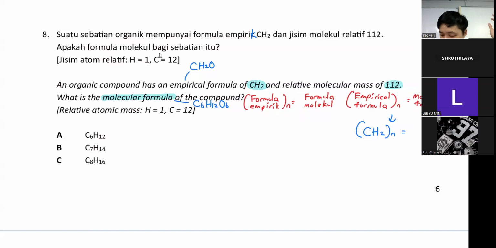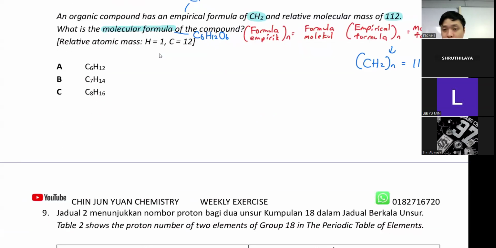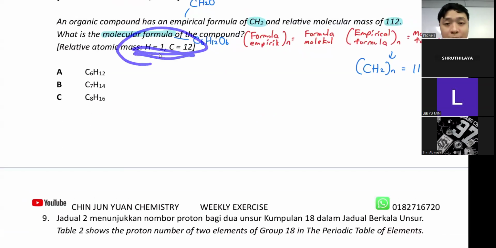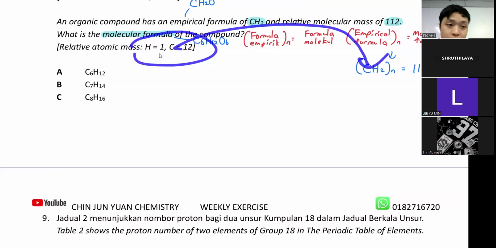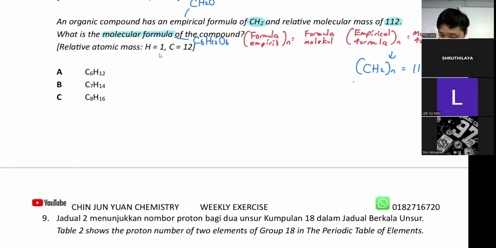CH2 n times equals 112. Okay, so of course very simple. You just have to put the relative atomic mass inside the calculation. One carbon is 12. One hydrogen is 1, but here you got 2. So 12 plus 2 times 1, n times, equals 112. 12 plus 2, 14. 14n equals 112. n equals 112 divided by 14. Then you will get 8.